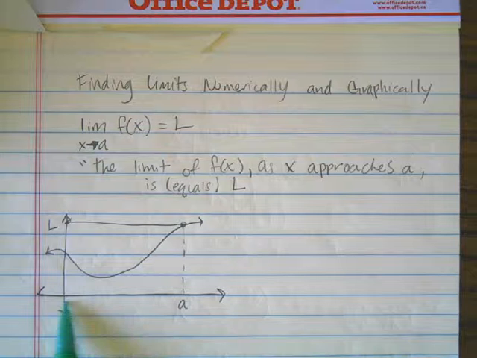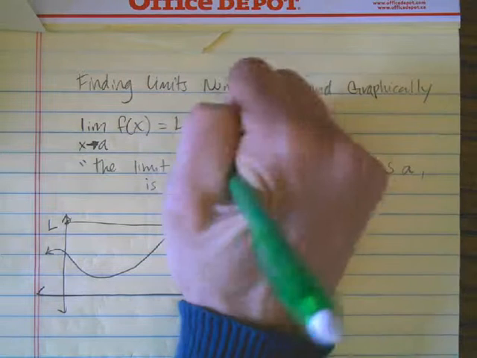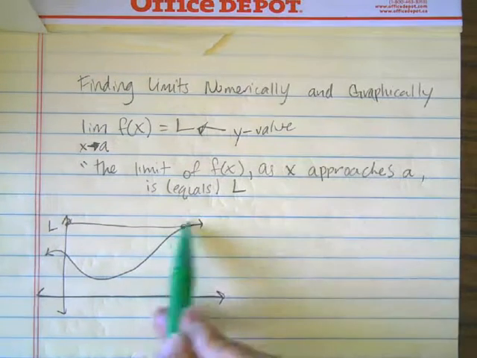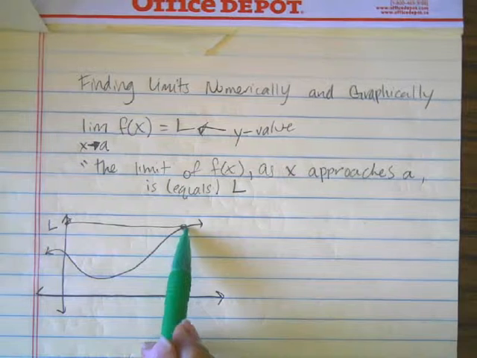As x gets close to a, where is the point? So this value is going to be a y value, okay? So the y value here is the y value that's on the graph because it's filled in.